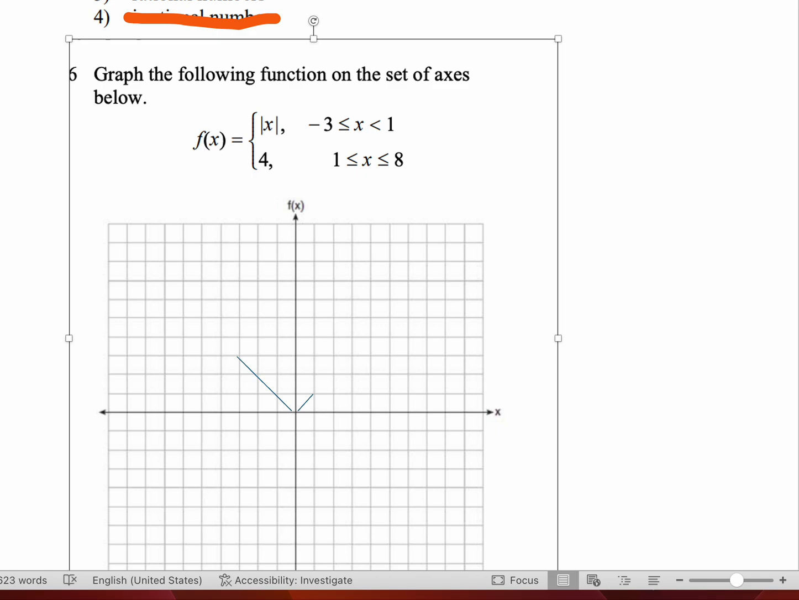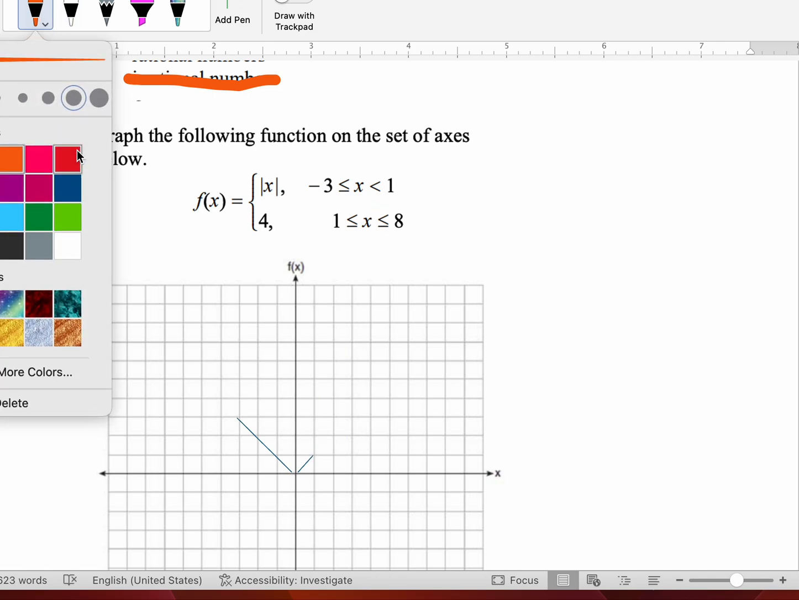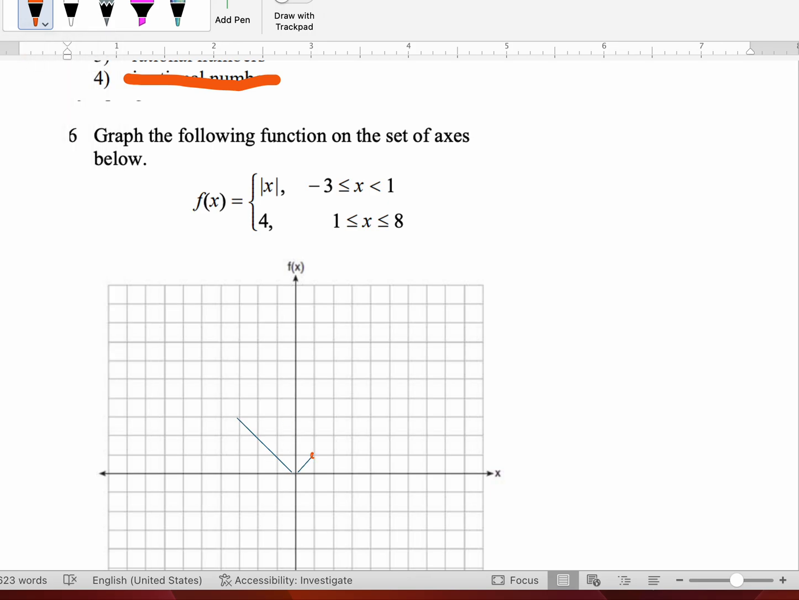Now I'm going to draw. I'm just doing this on Microsoft Word. So this is an open dot, and this is a closed dot. There's a closed coordinate. Now my next rule, or my next condition, is 4.